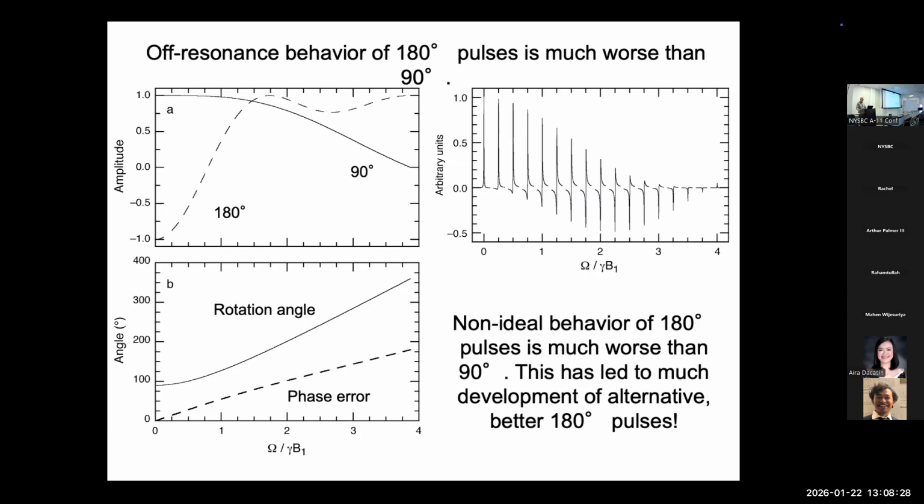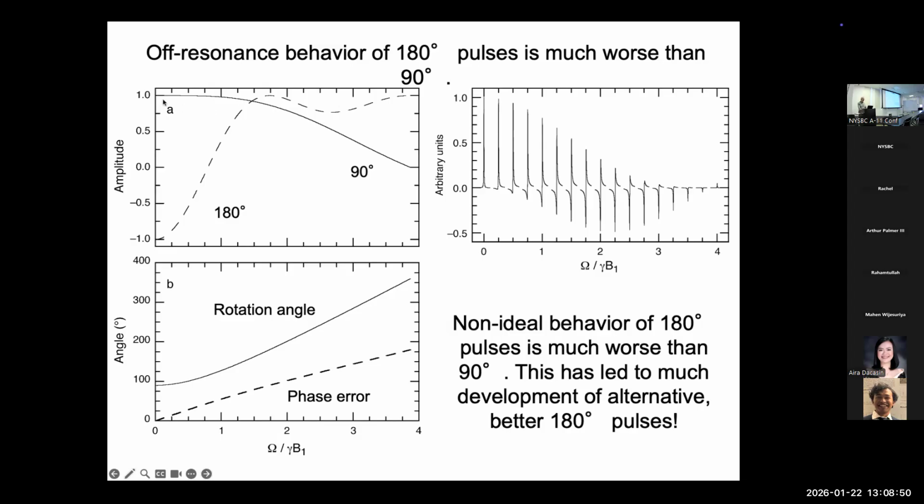So here are some calculations of the performance of 90-degree pulses and 180s. And you saw the 180 already. Here I'm only showing half because it's symmetric. And basically, as you go off resonance, it doesn't behave very well.